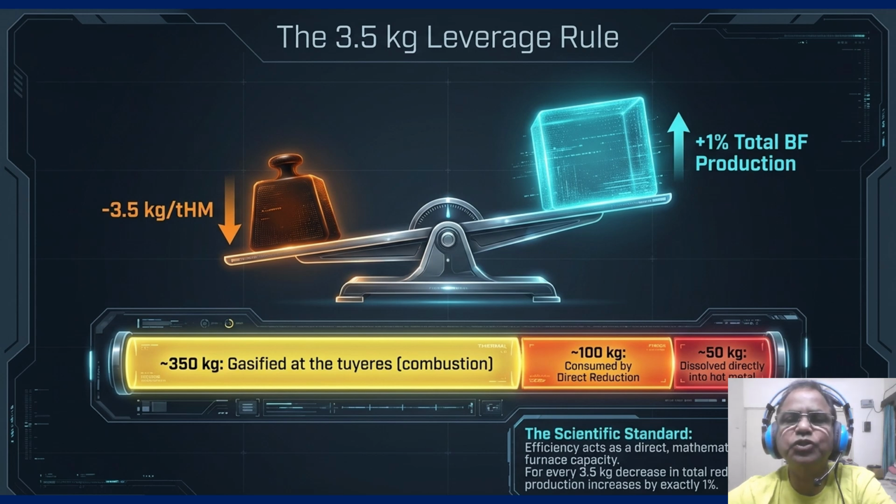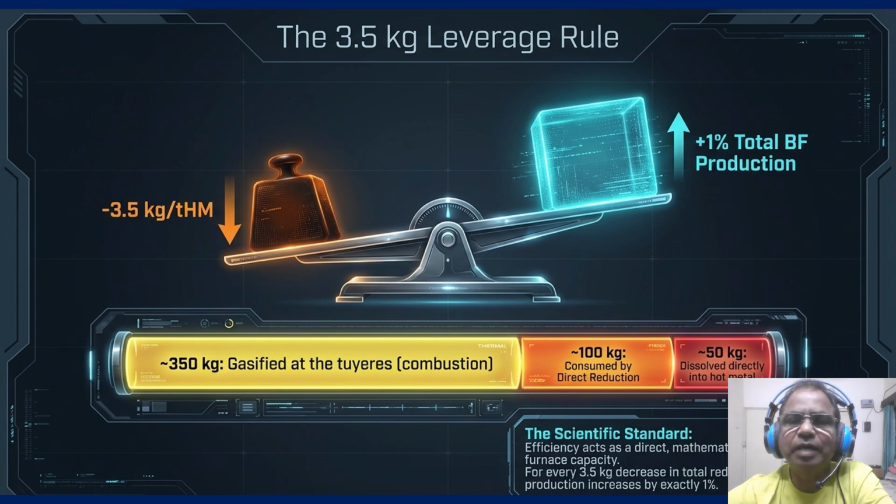So look at the distribution here. Roughly 350 kilograms are gasified at the tuyeres, 100 kilograms are consumed by direct reduction, and 50 kilograms are dissolved into hot metal. The operational impact is massive. If you save just 14 kilograms of your fuel rate through better chemistry, you have just found a 4% increase in plant capacity without spending any money on equipment. So efficiency acts as a direct mathematical multiplier on your furnace's physical volume.